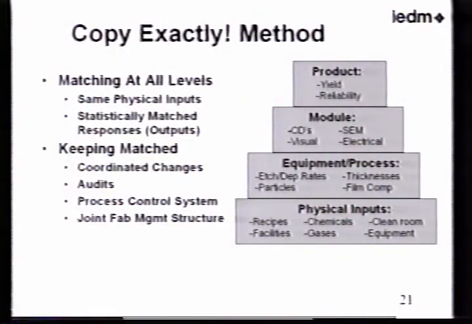Another application that we can look at is the Copy Exactly method, a technology that Intel has been using now for more than 10 years, quite successfully, to match technologies between different factories. So instead of going to a customer and saying, here's one factory, here's another, and the customer says, well, two factories, I've got to qualify them differently, we simply demonstrate that we run Copy Exactly between them, and they see us as one particular company.